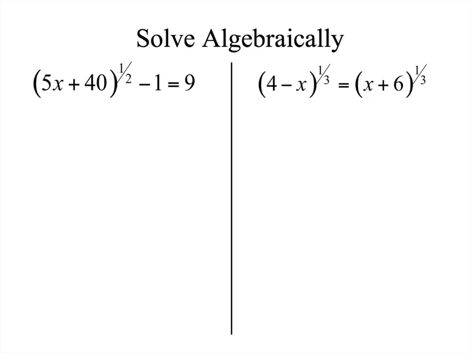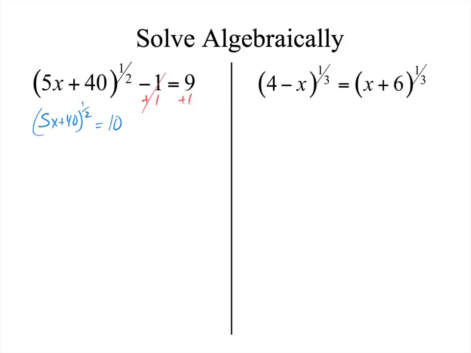Let's first get rid of this, though, altogether. So to get rid of that minus 1, we're going to add 1 to both sides. That's gone. I now have 5x plus 40 to the 1/2 equals 9 plus 1 is 10.